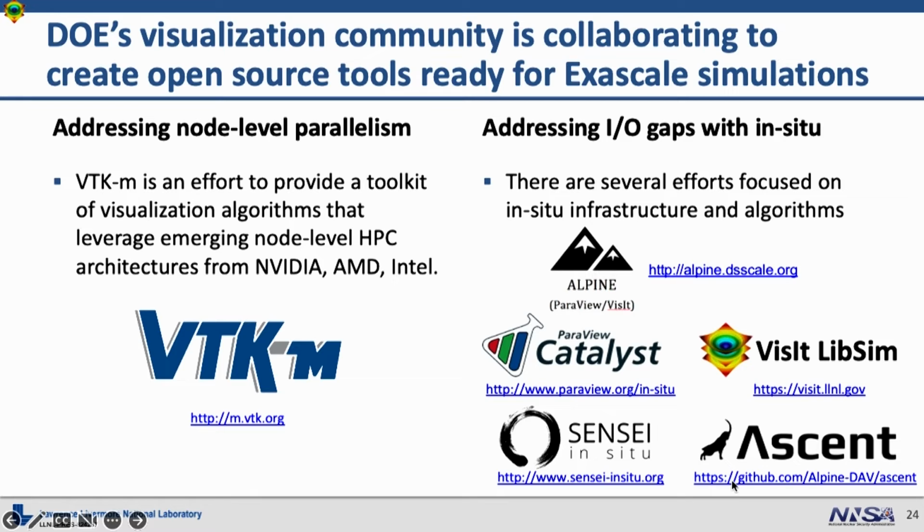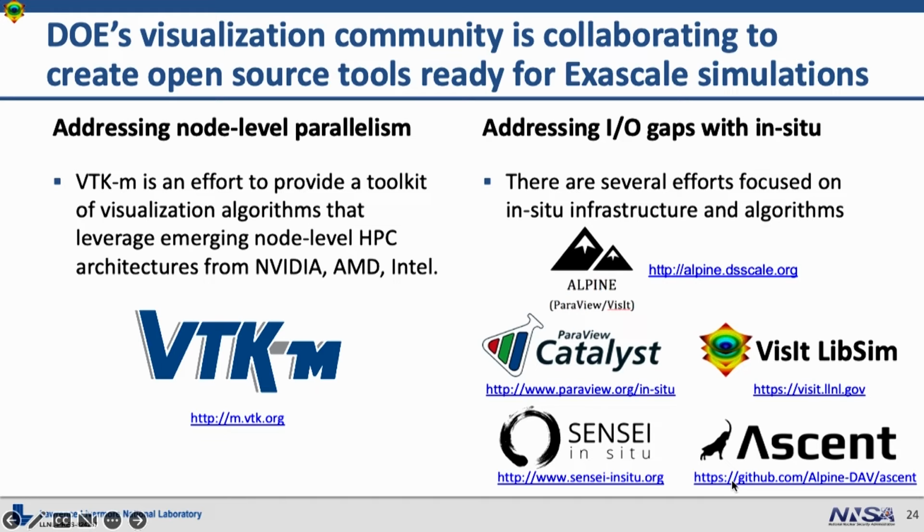So you've heard about VTK-m. VTK-m is a solution for the on-node parallelism changes, right? We need to leverage very thin threads on GPUs, that's a way to think about it. It's the tool that gives us the ability to work on Intel machines or NVIDIA machines or AMD machines and effectively use those resources on node.